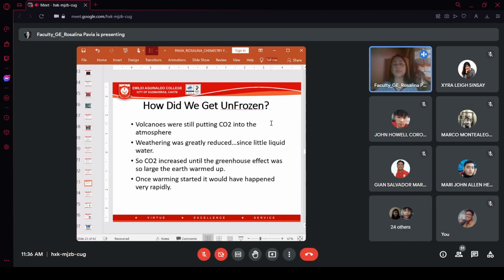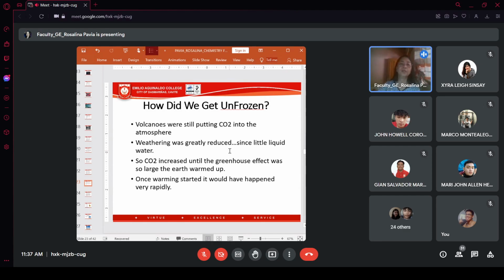Bakit hindi tayo nag-freeze? So bumalik ulit tayo. Volcanoes continued again to erupt, putting CO2 in the atmosphere. Diba nawala? So nagkaroon ulit. Weathering was greatly reduced, since little liquid water was also produced. I mean to say, weathering was greatly reduced. Therefore, little liquid water was also produced. Meaning to say, nag-diminish yung amount ng water because of weathering na na-reduce.